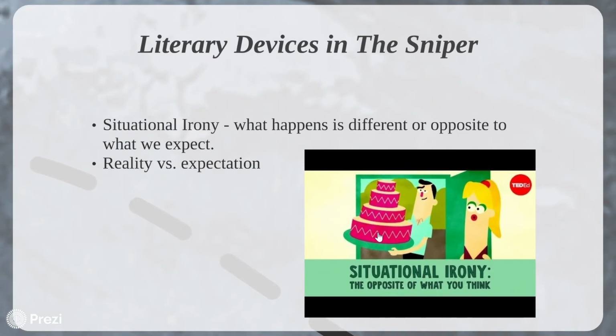Now, we may not have met this before, but I am sure we actually know what this means. Situational irony is when what happens is different or opposite to what we expect. I'll give you a very basic example. The English teacher failed the English exam. What has happened is different to what you should have expected to happen.